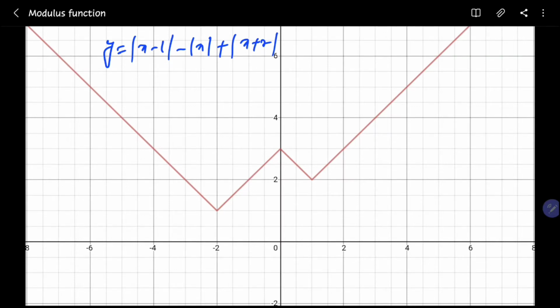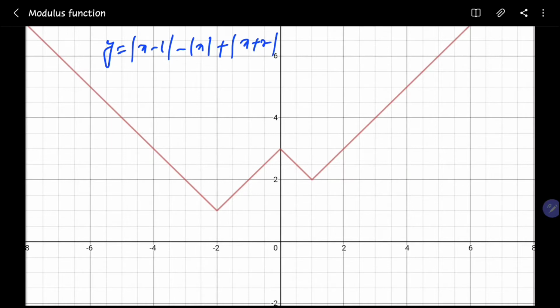Let us understand how to draw this graph, or at least how to understand this graph and how to break this down into different intervals and draw the graph piecewise. The understanding of this kind of graphs is very much important if you are studying continuity and differentiability, especially differentiability.